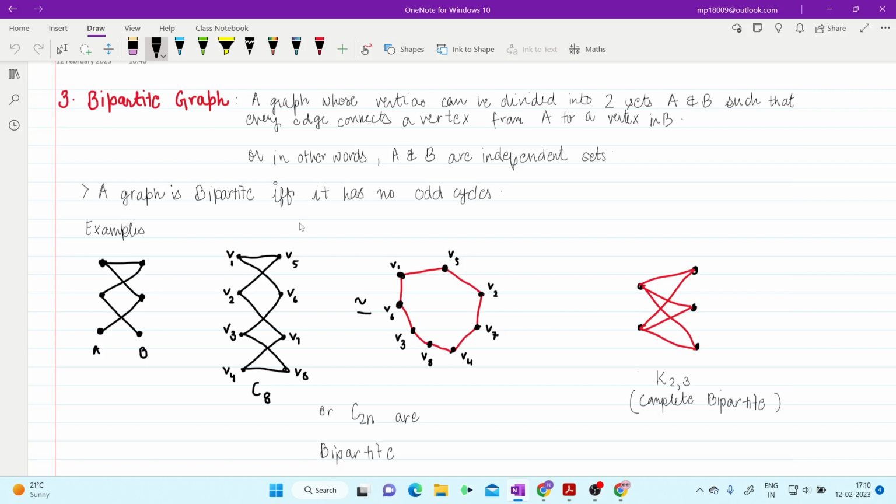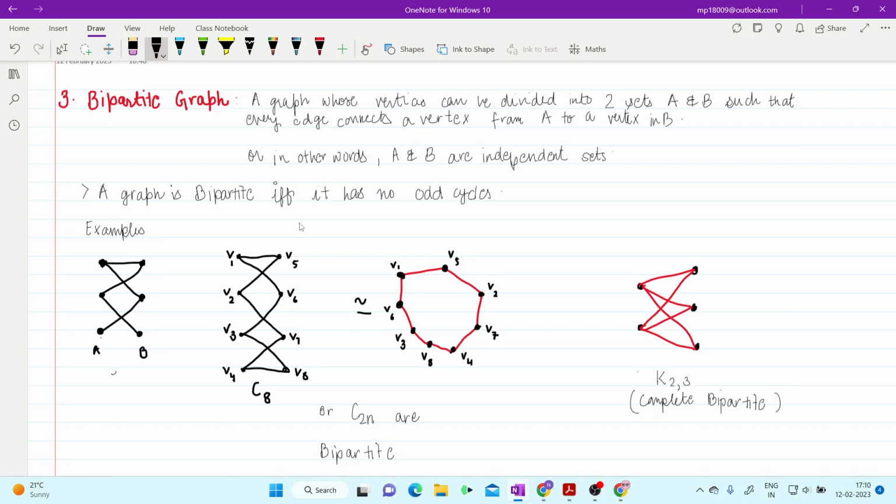So if you want to show that some graph is not bipartite, it is sufficient to find just an odd cycle. If you can give an odd cycle in a graph, then you can directly conclude that the graph won't be bipartite. Here are some examples of bipartite graphs. Any edge in this graph has one vertex in A and one vertex in B, so this graph is bipartite.